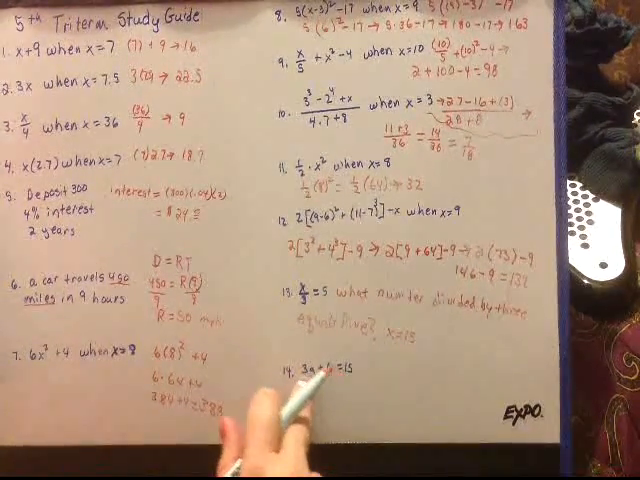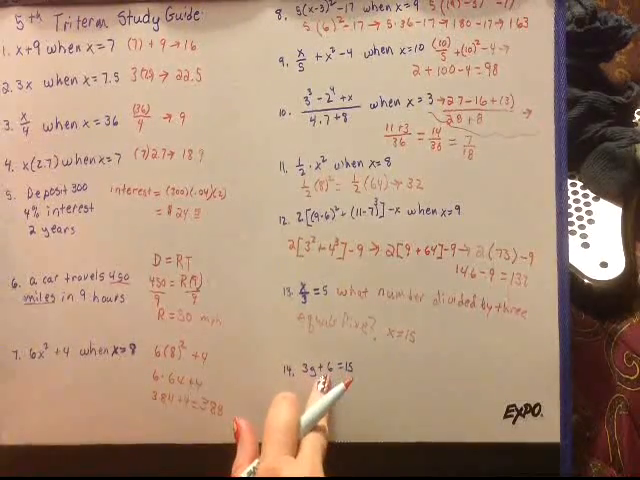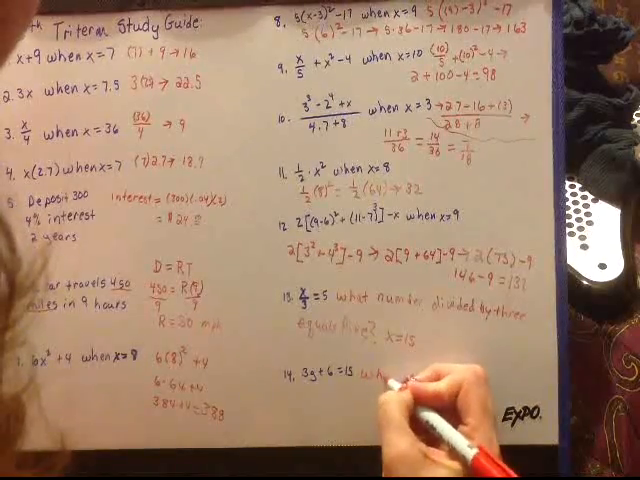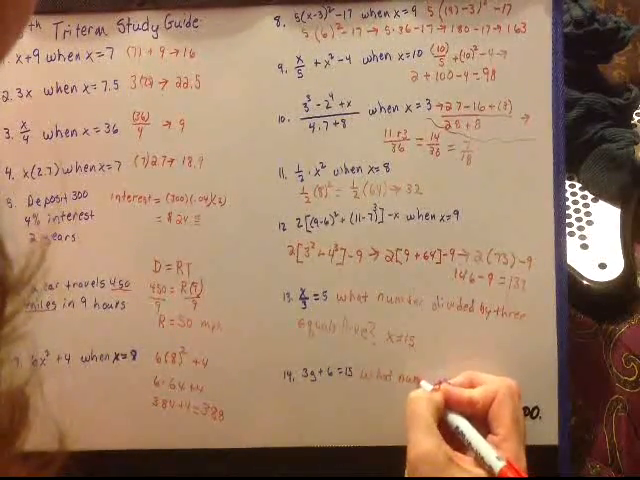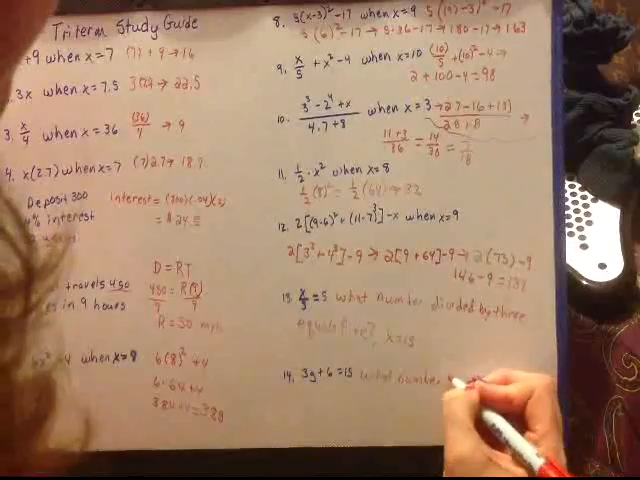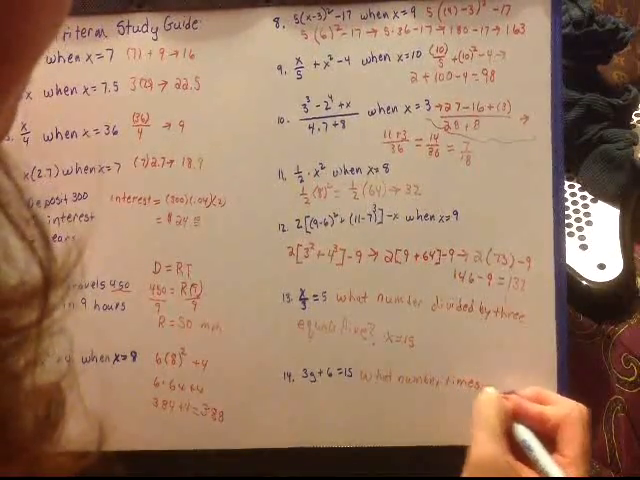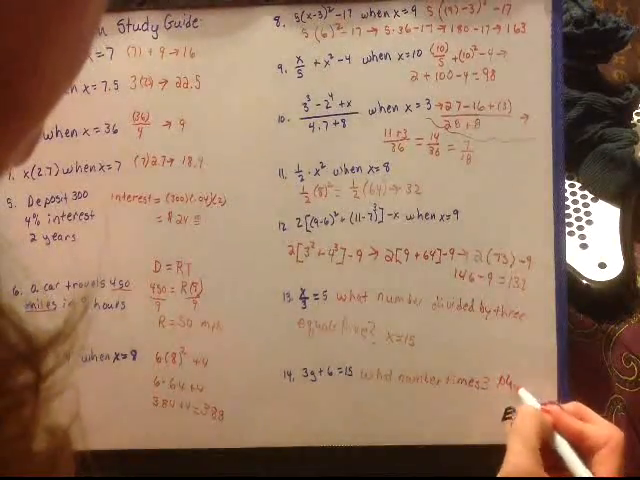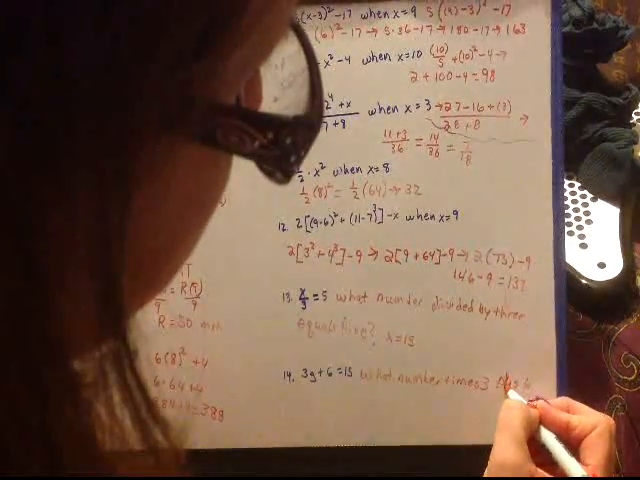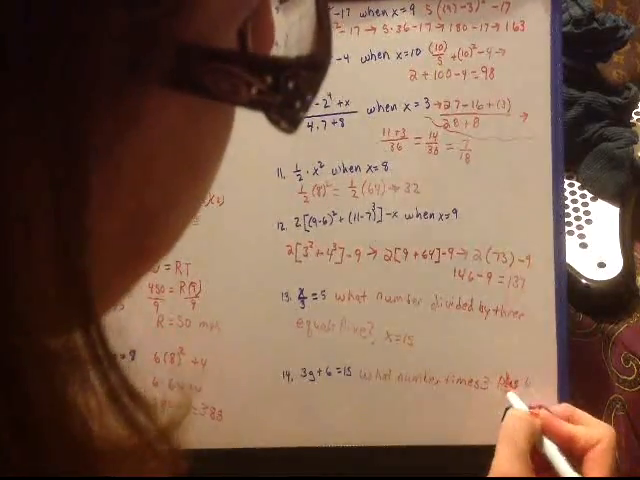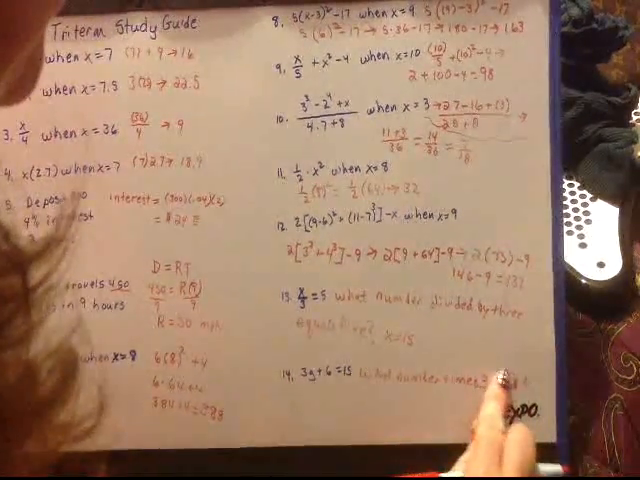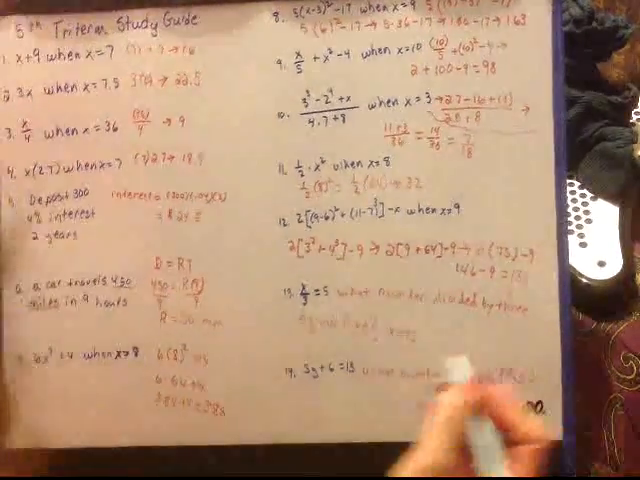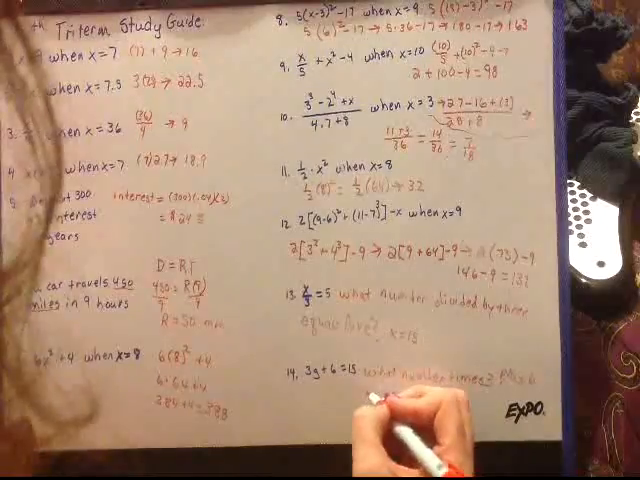For number 14, we see we've got 3 times g plus 6 equals 15. So what number times 3 plus 6 equals 15? What number times 3, I'm just going to use the numerals, plus 6 equals 15.